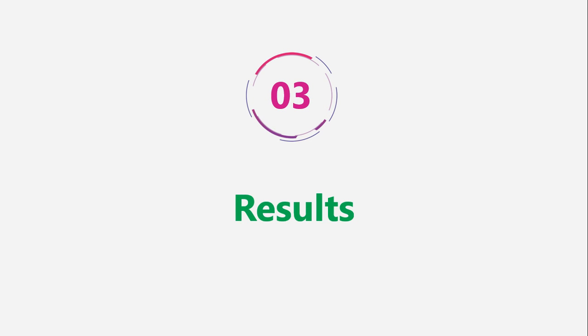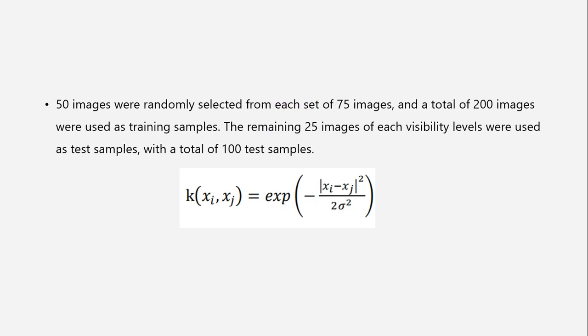And next part is the results. In the experiment, 50 images were randomly selected from each set of 75 images, and a total of 200 images were used as training samples. The remaining 25 images of each visibility level were used as test samples, with a total of 100 test samples.